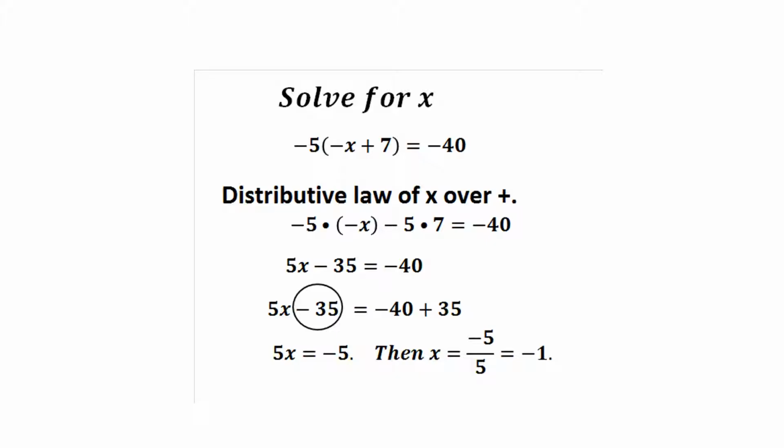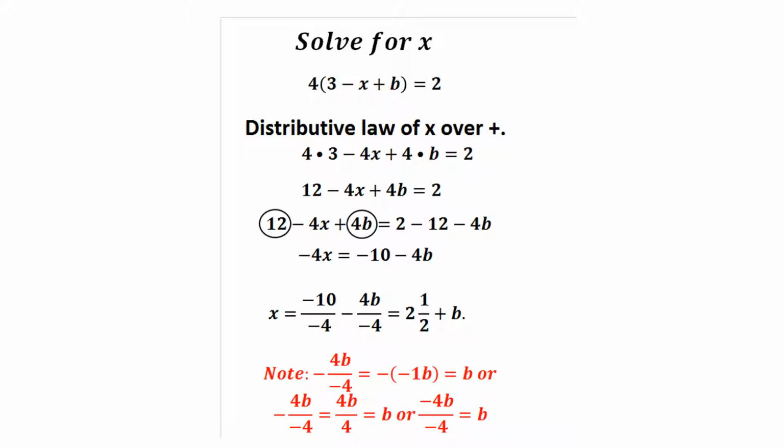Circle the negative 35, get the numbers on the right-hand side. Goes over to the right-hand side as 35. So now we have 5x is equal to negative 5. Divide both sides by 5. Negative 5 over 5 is negative 1.